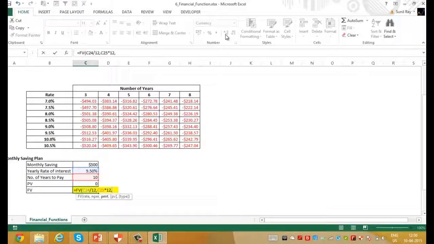PMT, which is negative C23. Negative because it is going out of the pocket. Then PV, present value, which is 0, and at last type, which is also 0. Press enter. And here we have got the future value. So it means that 10 years from now, if I have a monthly saving plan of $500 for 10 years at a rate of interest of 9.5%, I'll have $99,540.